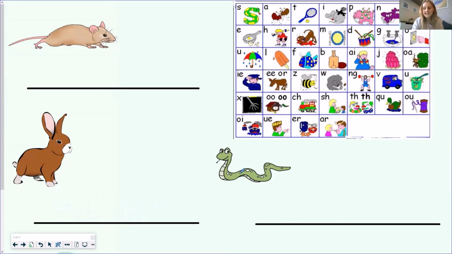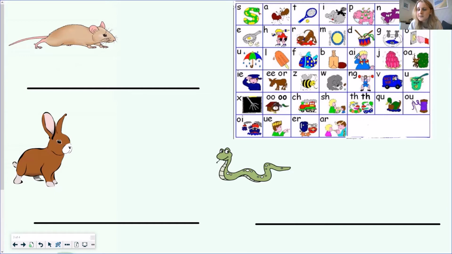And finally, let's have a go at snake. Let's sound out snake together. S, n, a, k, snake. Now, pause the video if you need a moment to find all those sounds. I can see s. Where's the a? I'm looking for an aeroplane. Where's a? Remember this one? A? It's this one here. K.